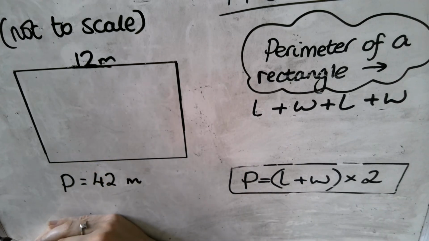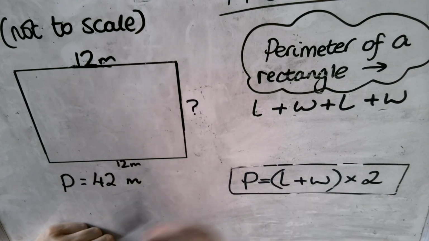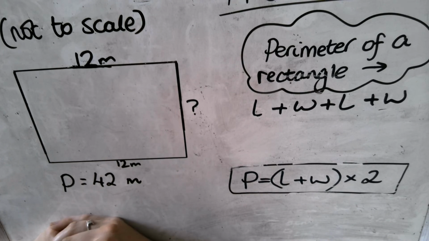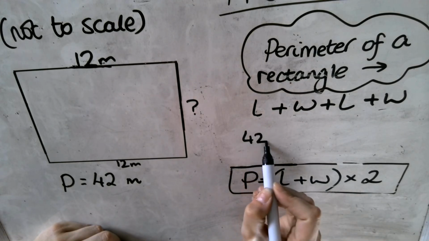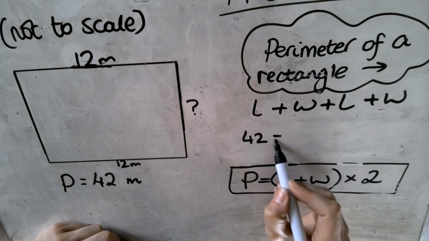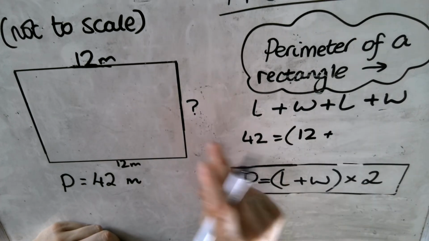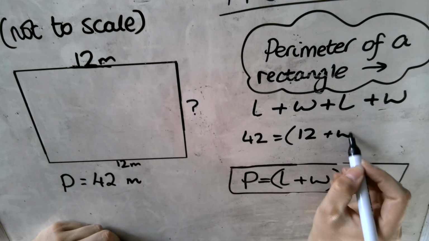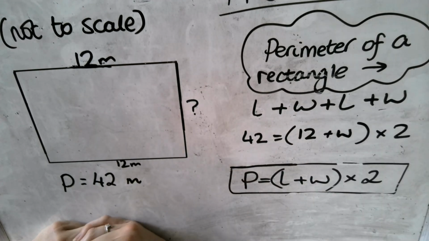Okay, so we know that this is 12 metres and we know that this is 12 metres. And this is the side that we have to find the measurement of. Okay, so we know our perimeter is 42. And we know that if we add 12, which is our length, to our width, which we don't know yet, so I'm going to use a W, and times that by 2, we're going to get 42.